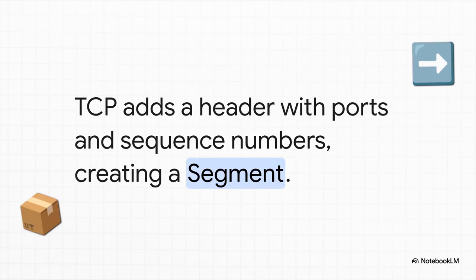First, that data gets handed down to the transport layer. Here, TCP slaps a header on the front, and this whole unit is now called a segment. And that header is critical. It contains the port numbers, which are like specific apartment numbers for the apps on each computer, and it has those sequence numbers from the handshake to keep track of everything.